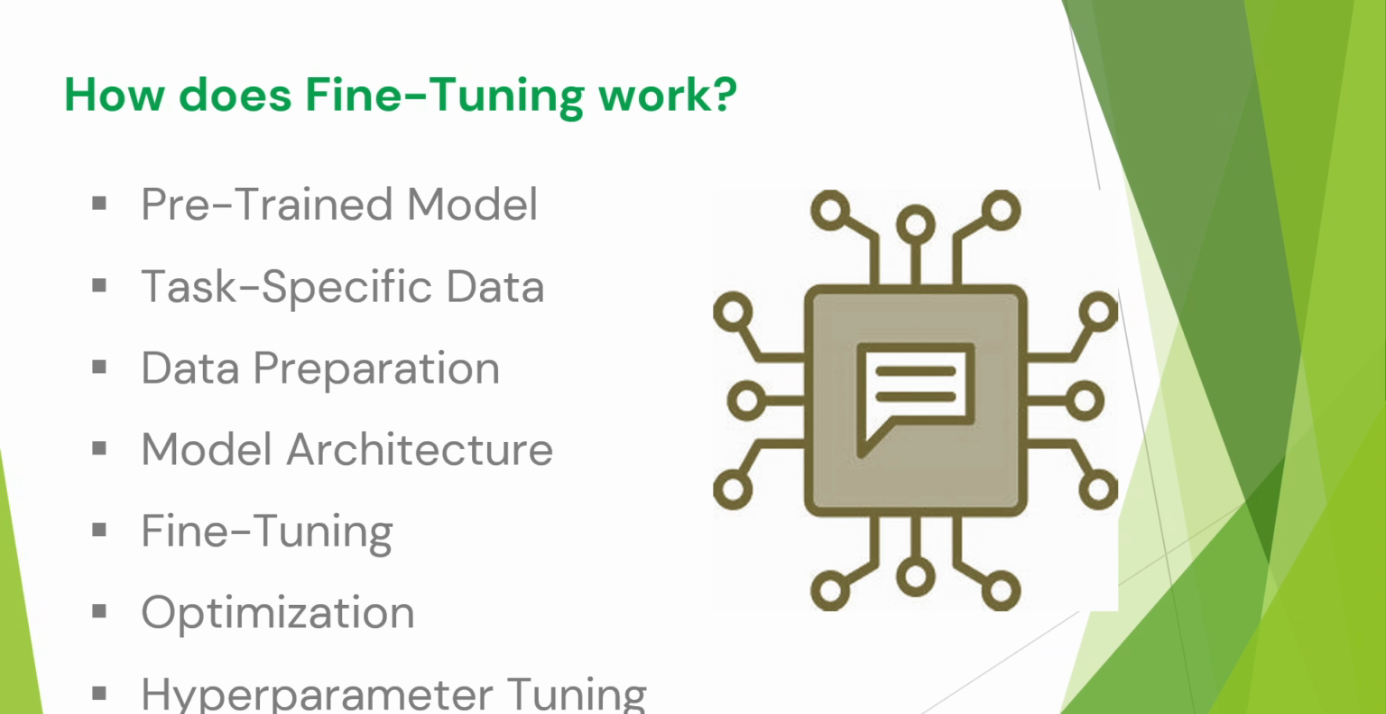Then the model is fine-tuned to minimize the loss function specific to the task. Also use an optimization algorithm such as stochastic gradient descent to adjust the model's parameters. And then tune hyperparameters such as learning rate, batch size and number of epochs to optimize the fine-tuning process.